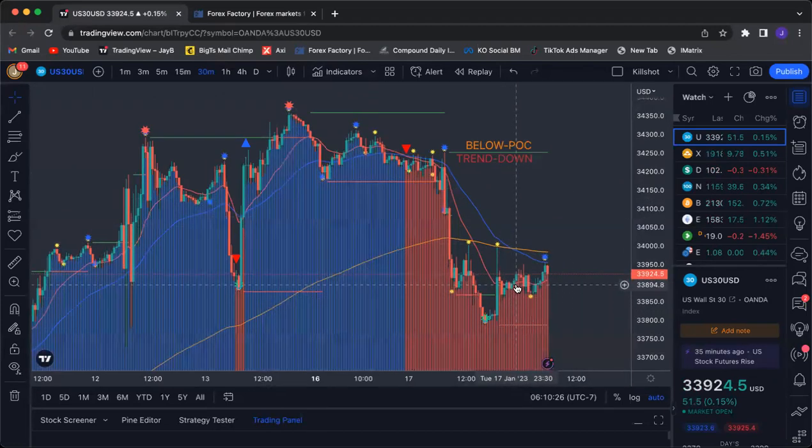Okay, so that's the first reason we use this POC, which we'll get on the chart here shortly.